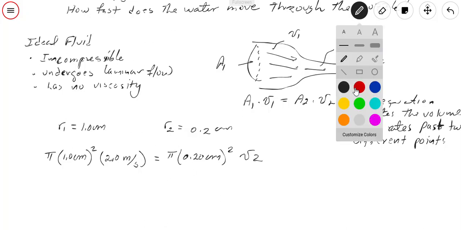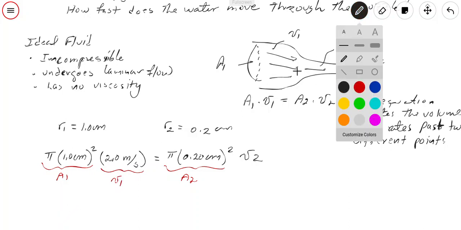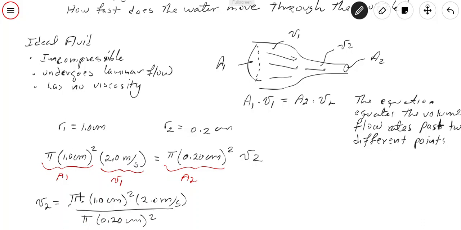So just to be very clear, this here is the area 1, pi times the square of the radius 1. This part over here is the area 2, that is pi times the square of the radius 2. And of course, this one here is the velocity 1. So we must now find the velocity 2, so we're going to be solving for v2. So v2 is equal to pi times 1.0 centimeters squared times 2.0 meters per second divided by pi times 0.20 centimeters squared. You cancel pi out.